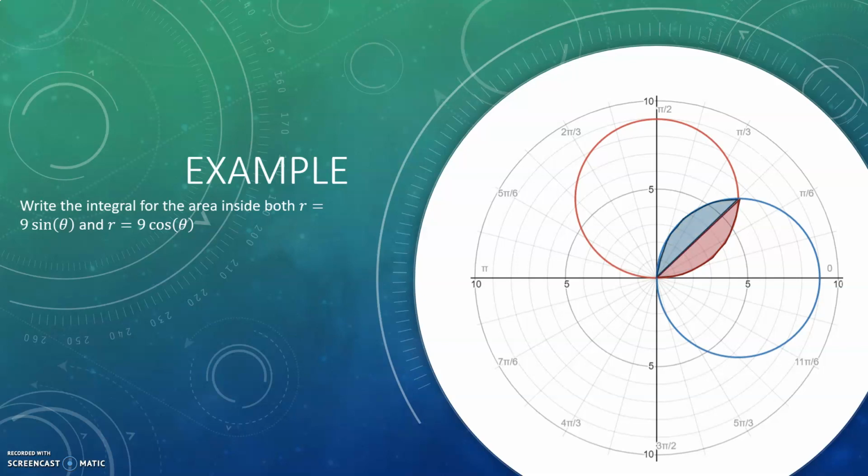So this is also one where we want to see where they cross. So we'll go ahead and do that. We're going to say 9 sine theta equals 9 cosine theta. So they cross when sine theta equals cosine theta. So they cross when theta is pi over 4. So that makes sense on our graph.